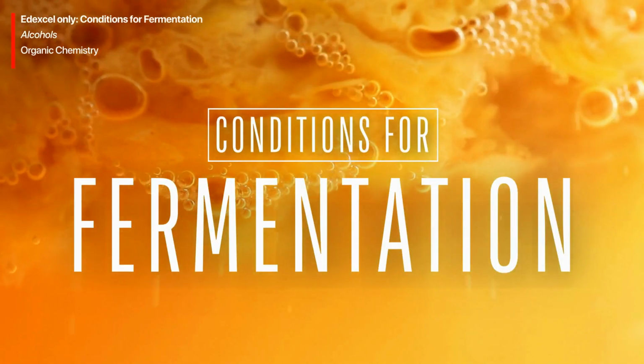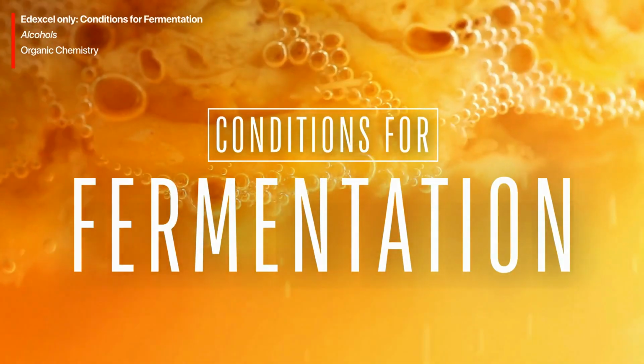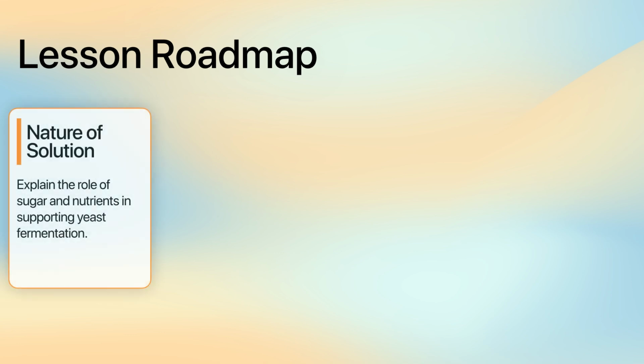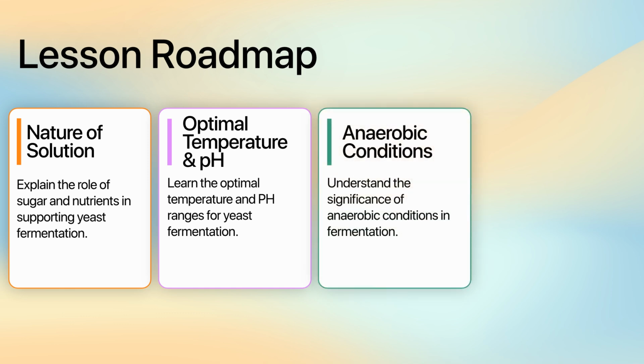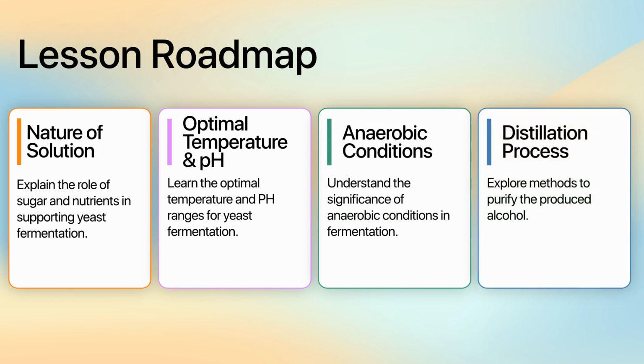Hello and welcome to this lesson on conditions for fermentation. In today's lesson, we will explain the role of sugar, nutrients, and their availability in supporting yeast fermentation. Learn the optimal temperature and pH ranges for yeast fermentation, and understand the significance of anaerobic conditions in the fermentation process. Finally, we will look at the distillation process used to purify the alcohol produced.